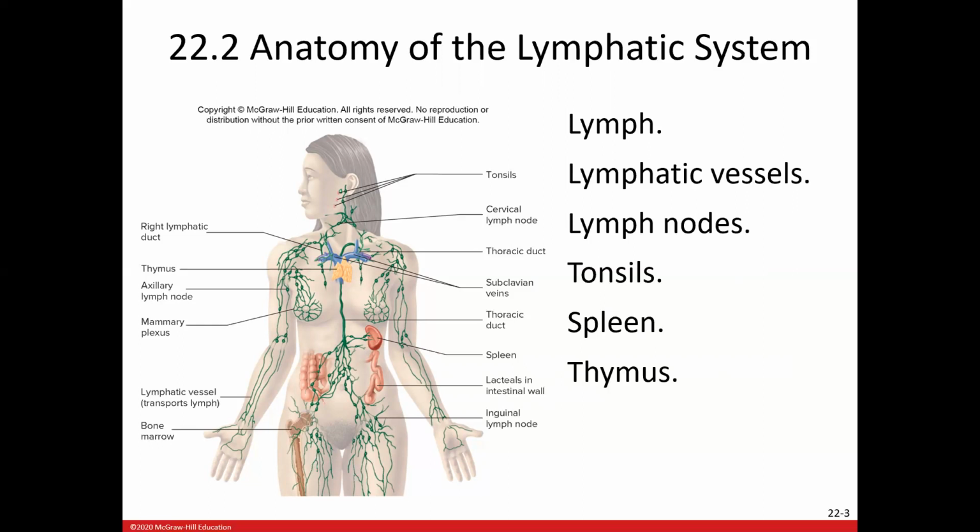Then you have your tonsils, and your tonsils are masses of lymphoid tissue in the throat, and they produce B cells and T cells that can help fight infection. You then have your spleen, which is an organ for filtering blood. And then you have your thymus gland, which is responsible for producing the hormone thymosin, which helps with maturation of B cells and T cells.